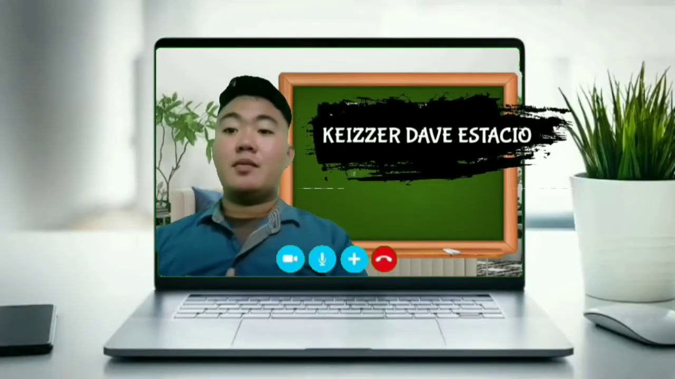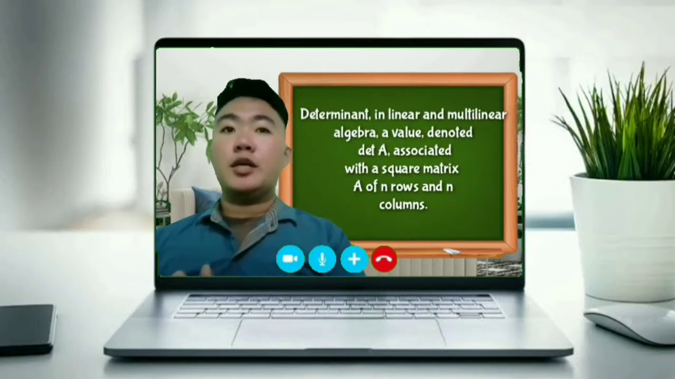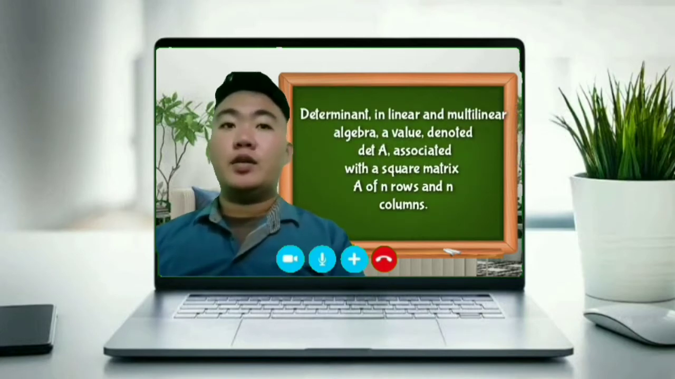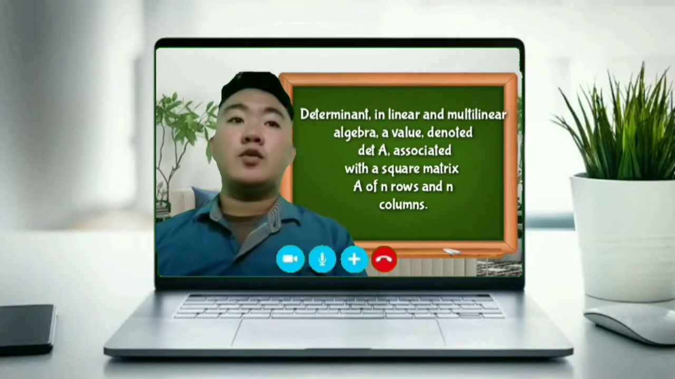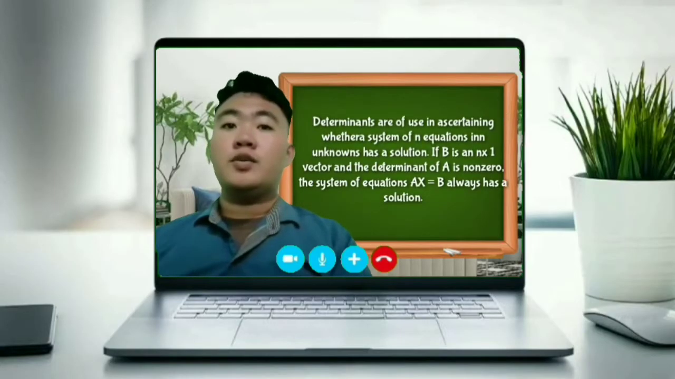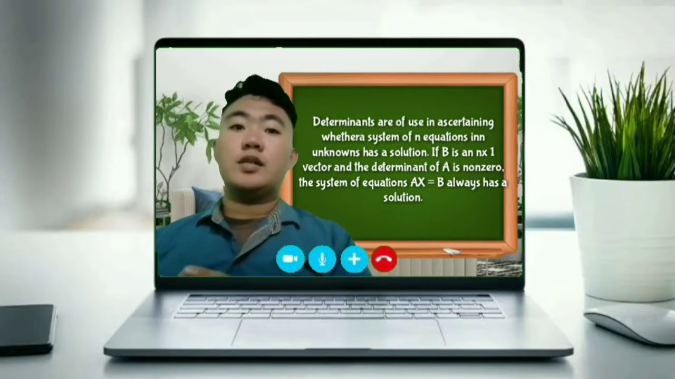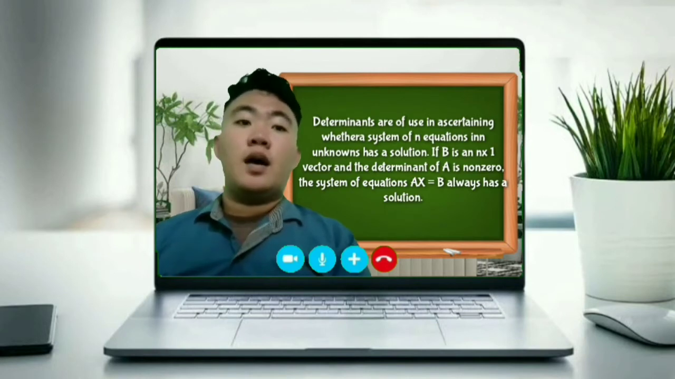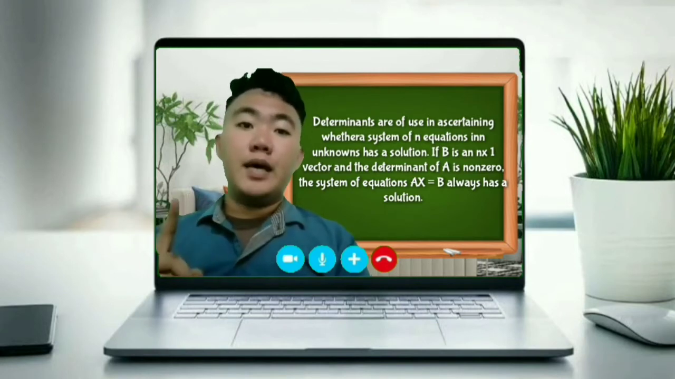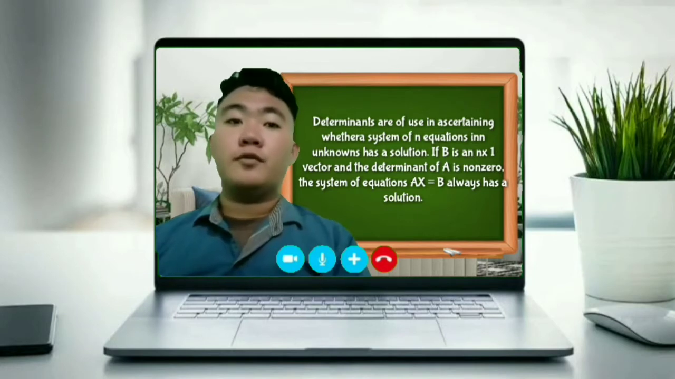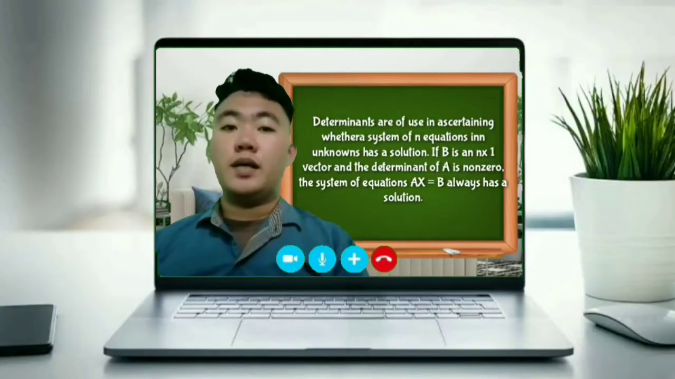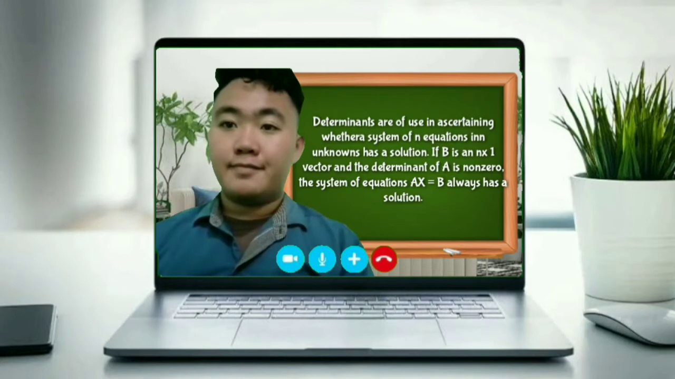And now, let us discuss the determinant. In linear and multilinear algebra, the determinant is a value associated with a square matrix A with n rows and n columns. Determinants are used in ascertaining whether a system of equations in n unknowns has a solution. If B is an n times 1 vector and the determinant of A is non-zero, the system of equations AX equals B always has a solution.